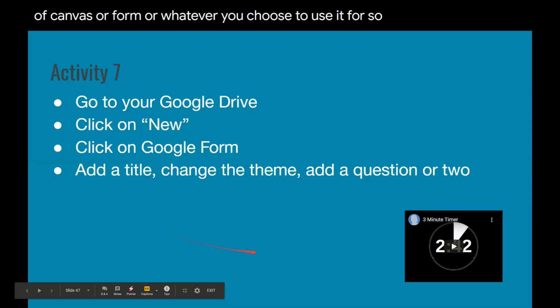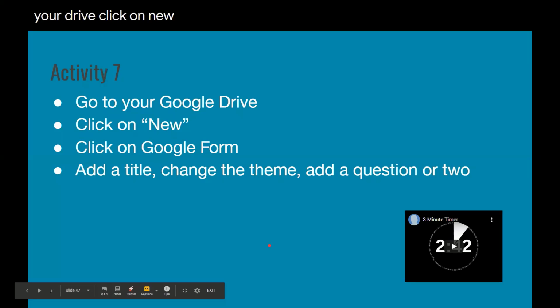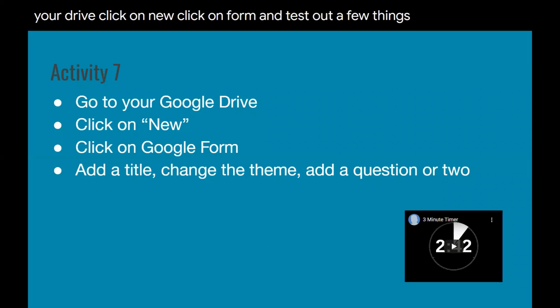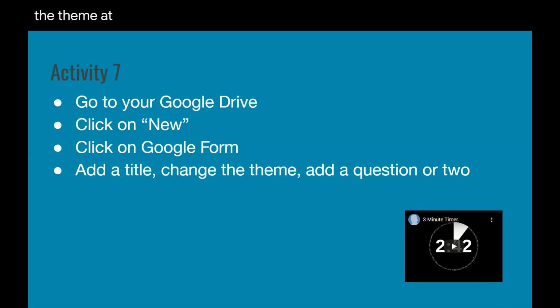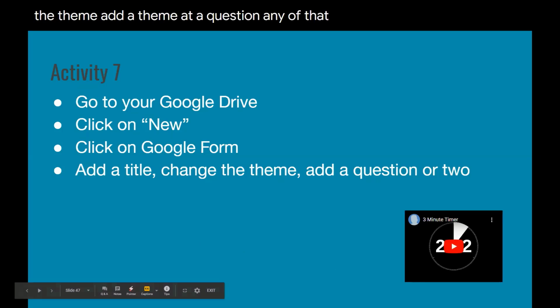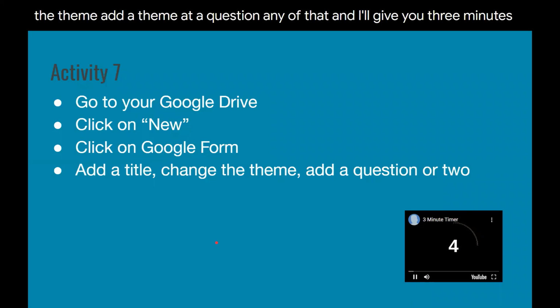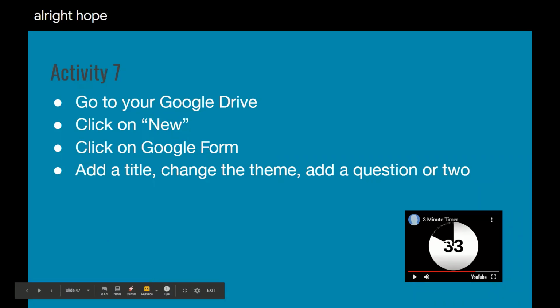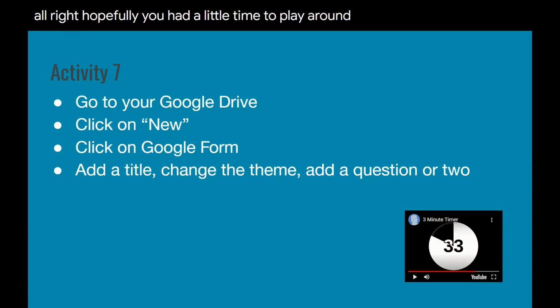So last activity is go to your drive, click on new, click on form, and test out a few things. You can change the theme, add a question, any of that, and I'll give you 3 minutes. All right, hopefully you had a little time to play around a little bit with the Google form.